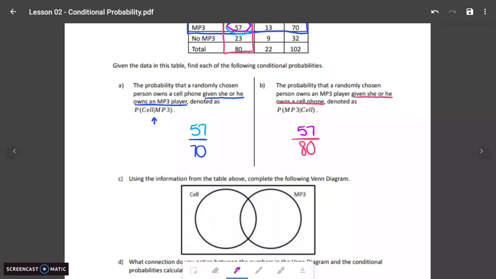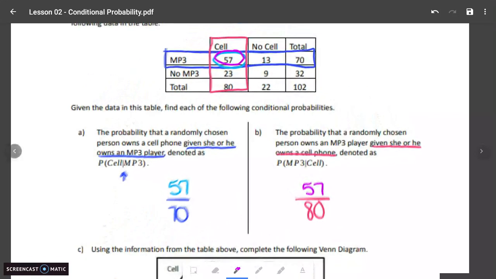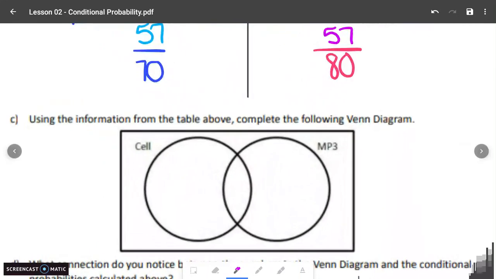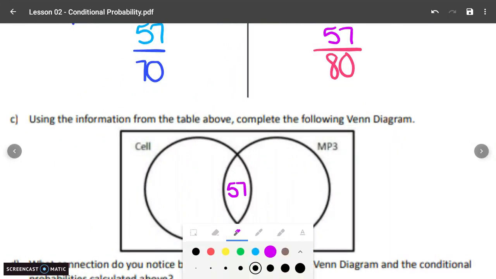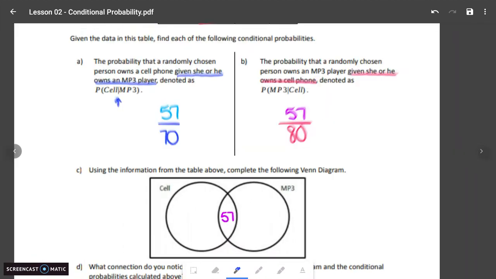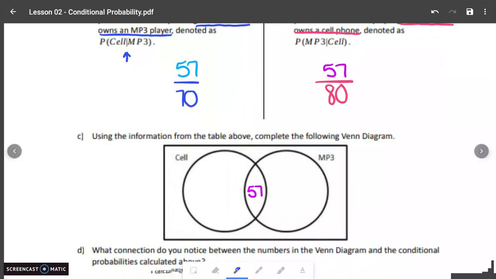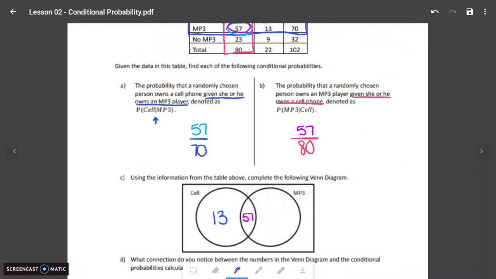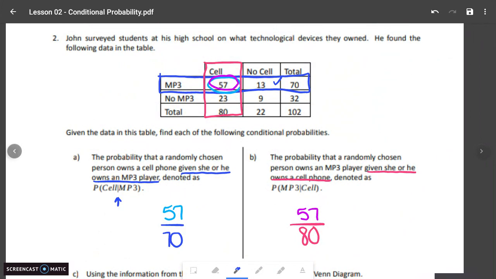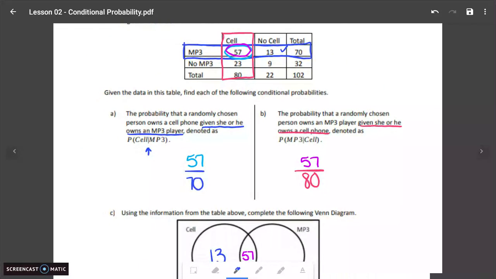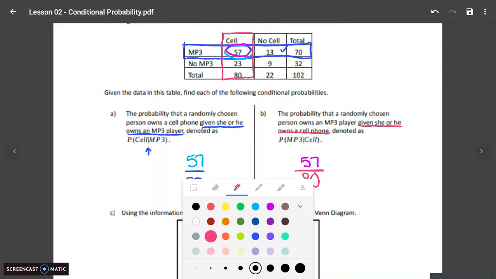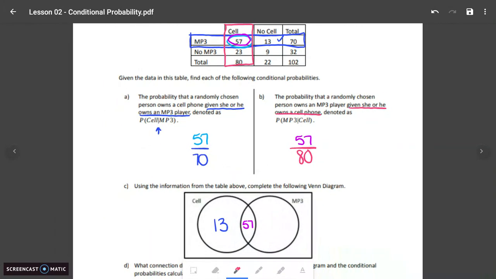So let's go a little further here and build our Venn diagram about this. We know cell phone and MP3 meet at 57. So there's my intersection here. Now, the total of people that had an MP3 player was 70. So 70 subtract 57 gets me 13 people that only own an MP3. But look, that's what it says right here in the table. So using that, when I go in here, for 80 of my total, oops, sorry, I put that on the wrong side.